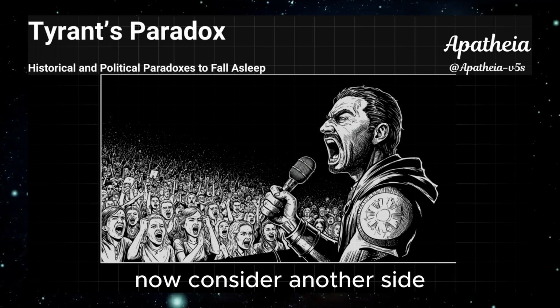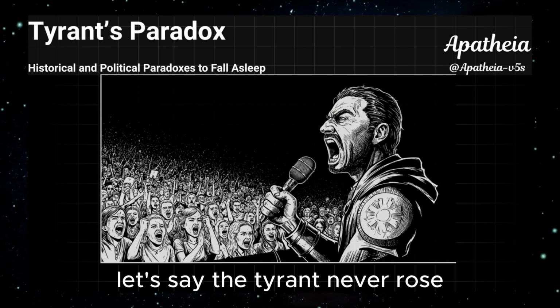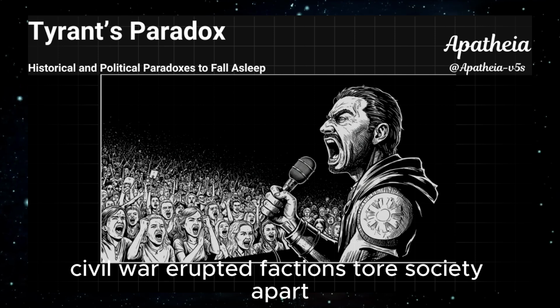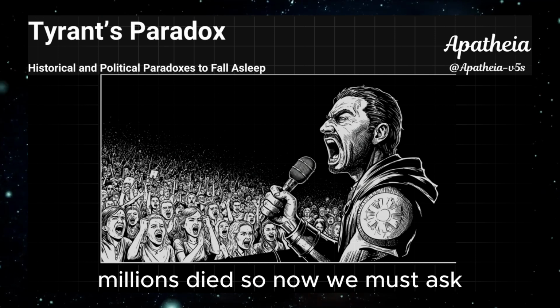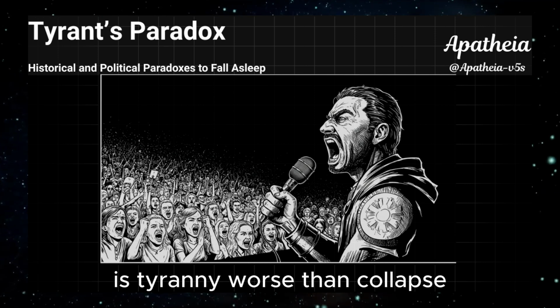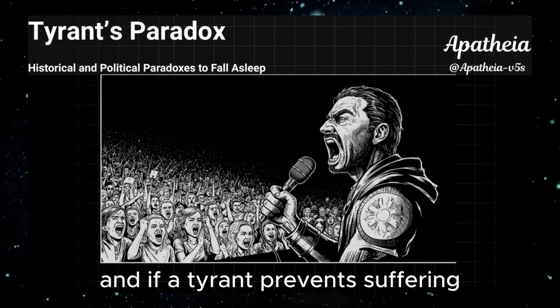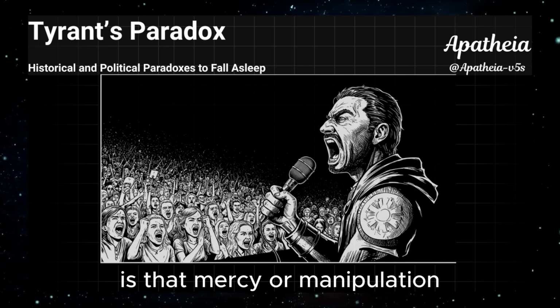Now consider another side. Let's say the tyrant never rose. The people stayed free, but chaos consumed them. Civil war erupted. Factions tore society apart, millions died. So now we must ask, is tyranny worse than collapse? Is brutal order better than bloody freedom? And if a tyrant prevents suffering, is that mercy or manipulation?